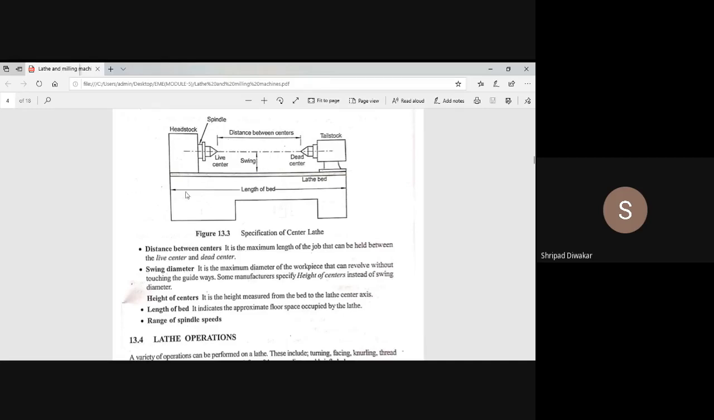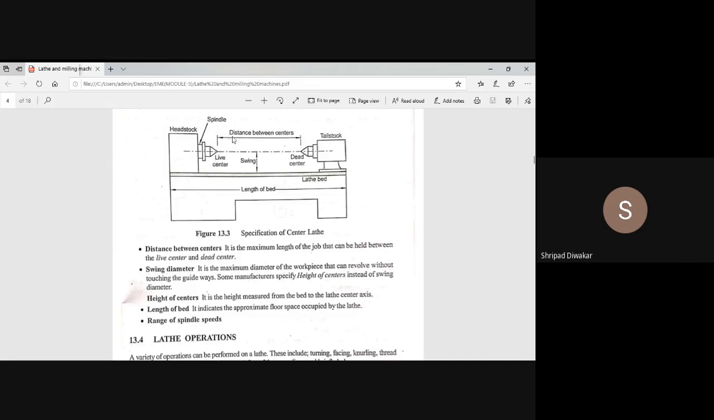Third one is the length of the bed. Length of the bed is how much, around 5000 mm or 2000 mm, the maximum length of the bed. This is the third specification. Don't get confused between length of bed and distance between centers. Distance between centers means the maximum length of the workpiece we can hold between centers. Length of the bed is the entire length of the bed. This is also one of the specifications. And the fourth and last specification is the spindle speed.